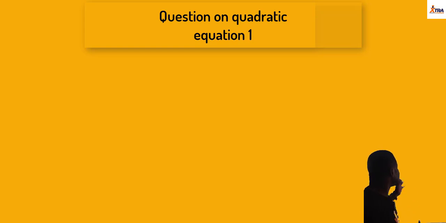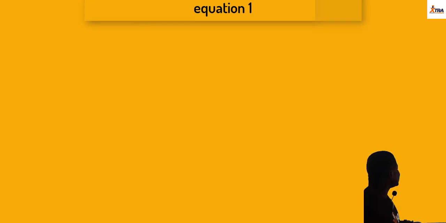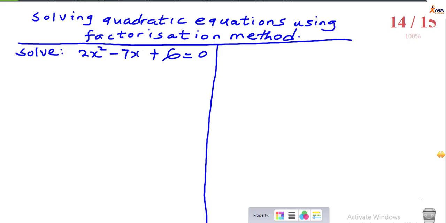In this video, we are going to solve quadratic equations using the factorization method. Remember factorization from our previous videos? So we have a question right here. We have to solve using the factorization method: 2x squared minus 7x plus 6.